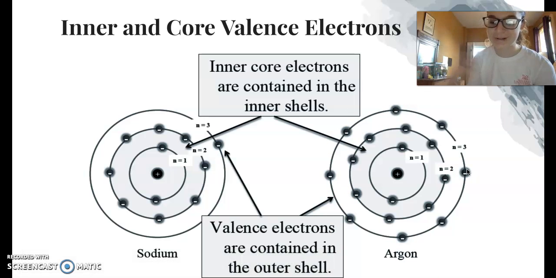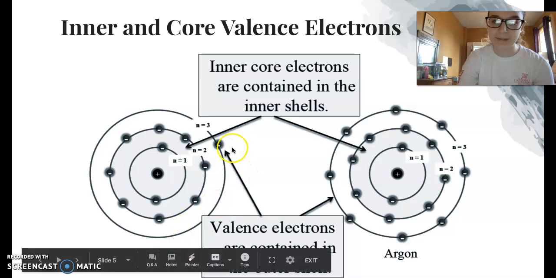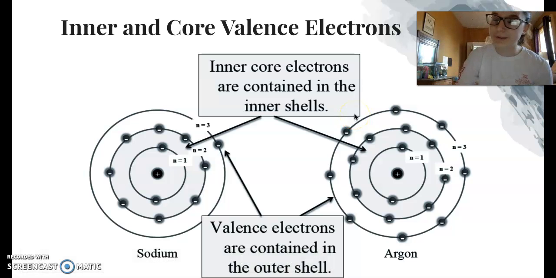The valence electrons are in s and p subshells. They're not going to be located in the d and f subshells. But you'll notice here sodium has 1 valence electron, while argon has all 8. So typically elements like to be like the noble gases, which have a full valence shell of electrons. Valence electrons really describe how an element is going to react with something else and determine their reactivity.